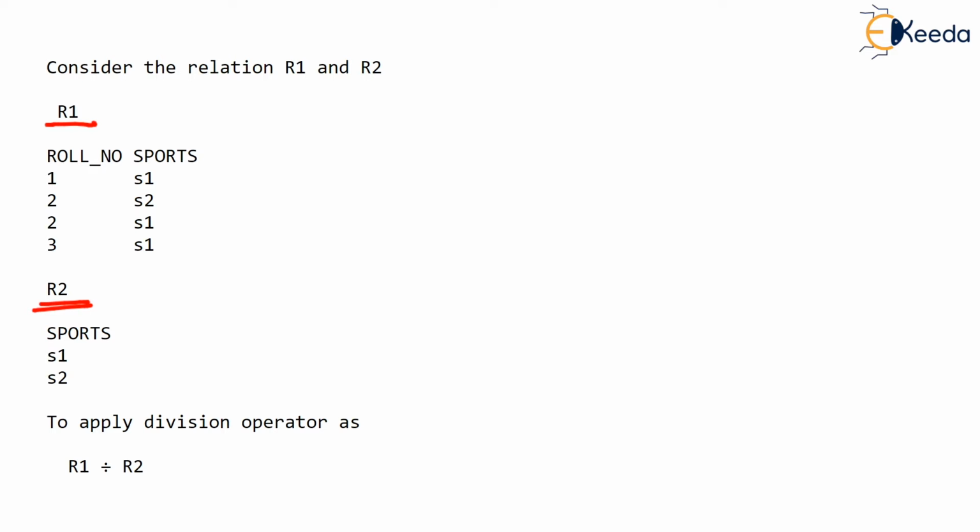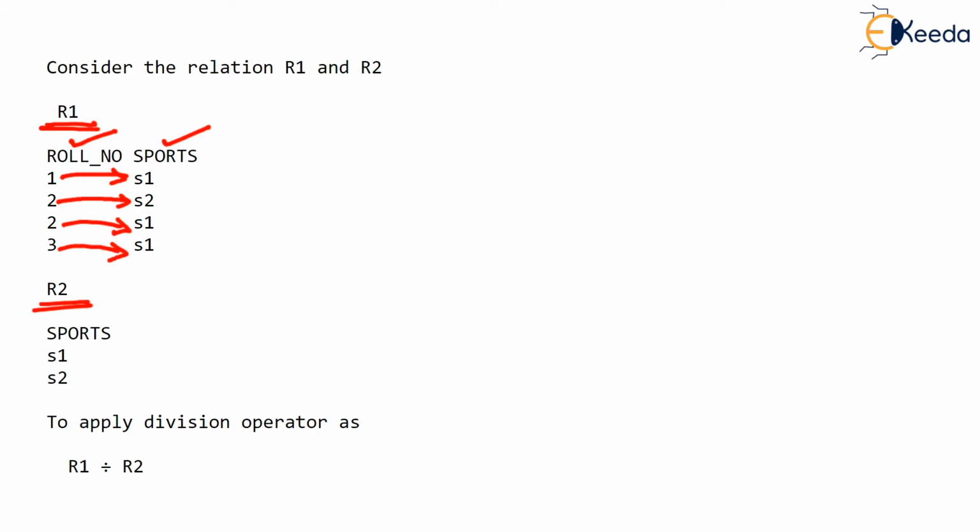Let's say the relation R1 has the roll number of the student and the sports that the student plays. I have given some arbitrary names for the sports. I could have given badminton, cricket, and so on, but to keep the names concise, I have given S1 and S2. It shows that there is a student with roll number 1 who plays the sport S1, or there is a student with roll number 2 who plays sports S2 and S1 both, and student number 3 plays S1.